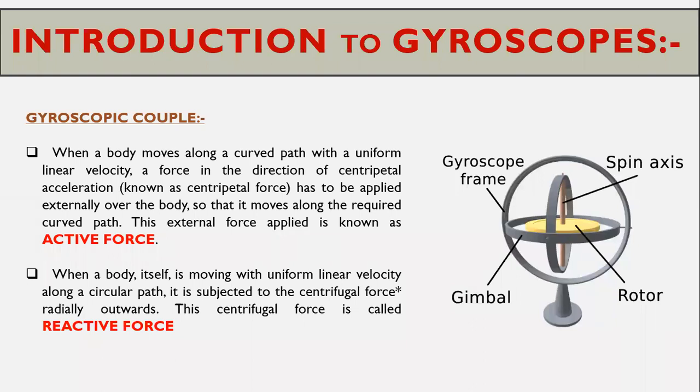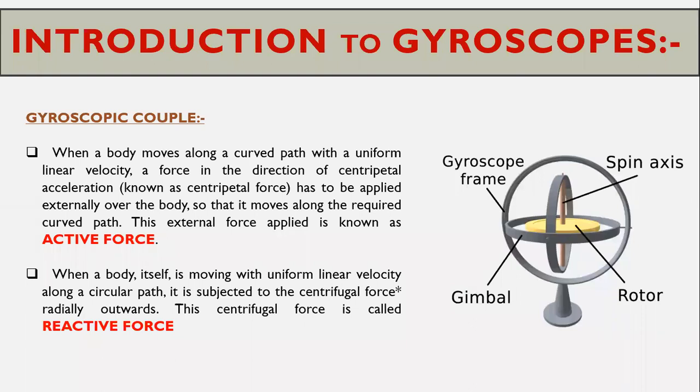So this gyroscope frame has a spin axis and a rotor which is perpendicular to the axis of rotation, and a covering on the top side of the rotor, that is called the gimbal, and a gyroscopic frame is attached to the end of the gimbal with pivot links attached to it.